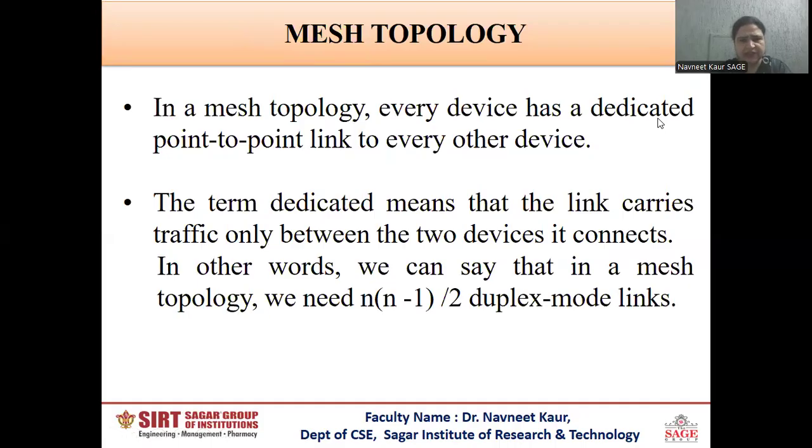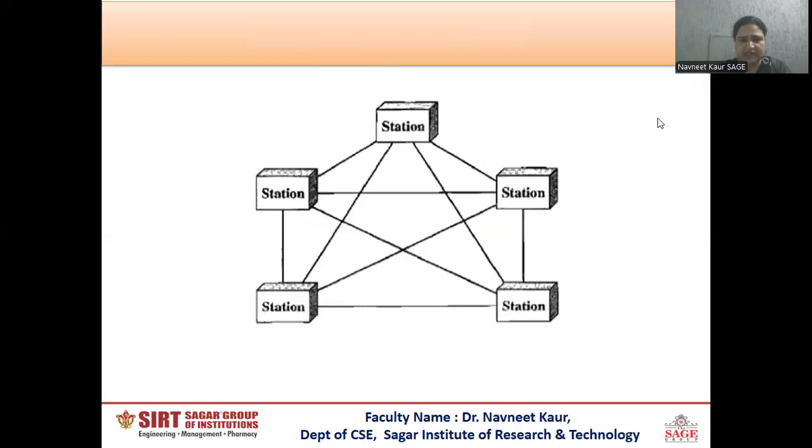In mesh topology, every device is connected to every other device in a network. That means it has a dedicated point-to-point link which connects to other device. The term dedicated means that the link carries traffic only between the two devices it connects. Now we can see the physical structure of the topology here. Each station is connected to every other station through a link.